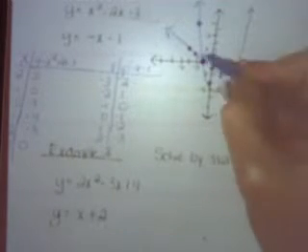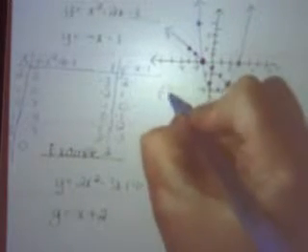I can see the solution to this is at this point right here and at this point right here. That's where they intersect, where your parabola intersects your line. So I have negative 1, 0 as a solution, and I have 2, negative 3 as a solution. If you look at your table, they both contain the point negative 1, 0, and they both contain the point 2, negative 3. There's your solution.